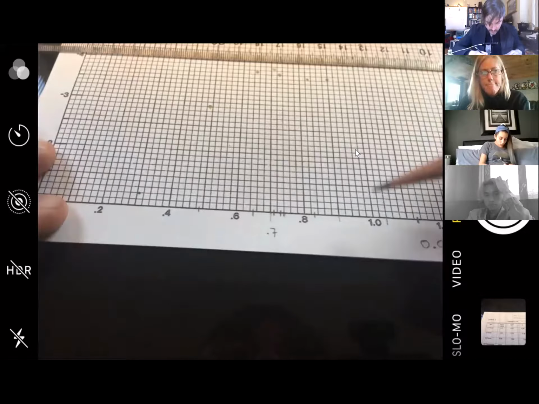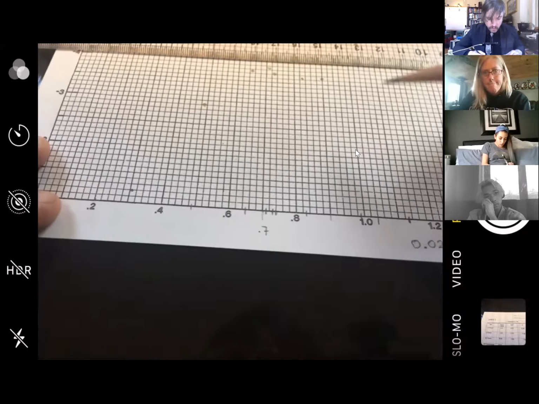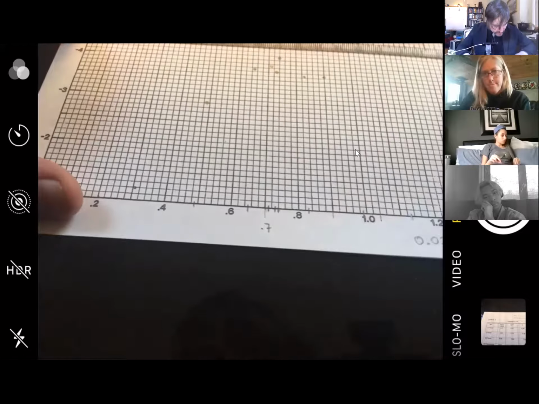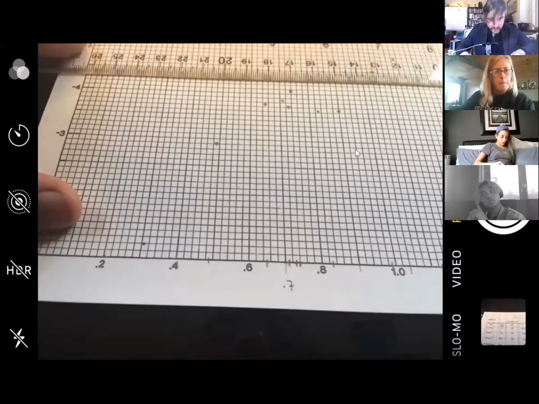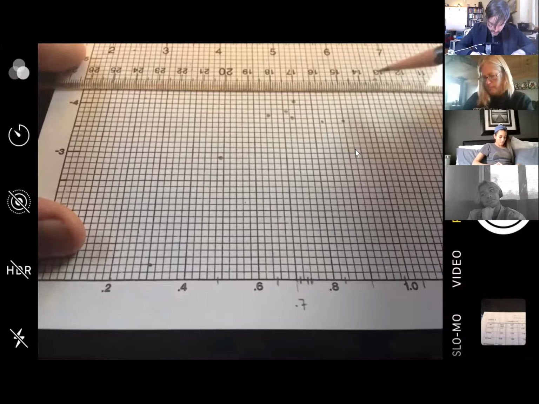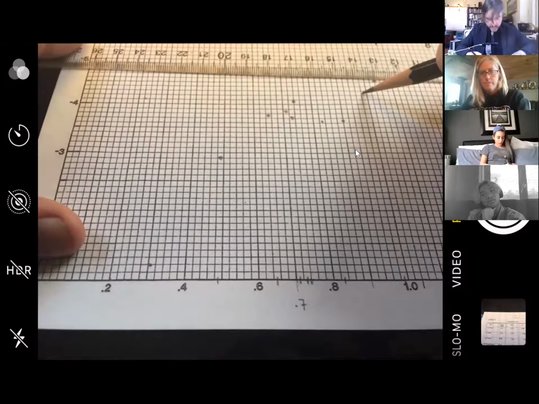0.99, which is half a block from 1.0, will match up with negative 4.27. That's basically negative 4.3. 4.3 is this line here. Sorry. Trying to keep this all together. So 0.99, negative 4.3. Bam. There's my dot.